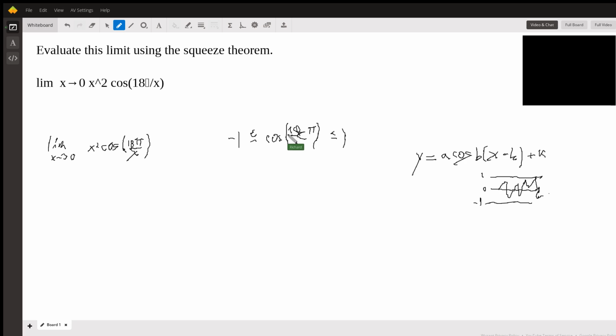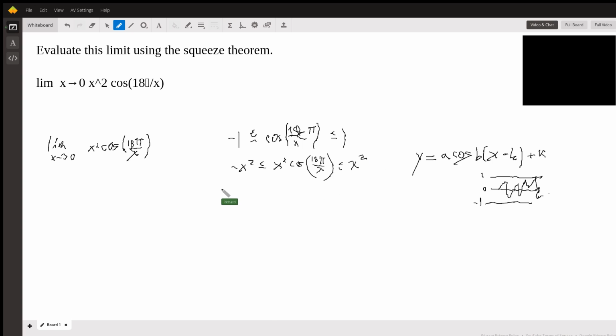Now, what happens if we multiply everything by x squared? Because this is what we're after, right? Now, x squared is always positive, so when I multiply through by x squared, I'm not going to change the direction of the inequality. So this is going to give me -x squared less than or equal to x squared cosine of 18 pi over x, less than or equal to x squared, because a positive value changes nothing.